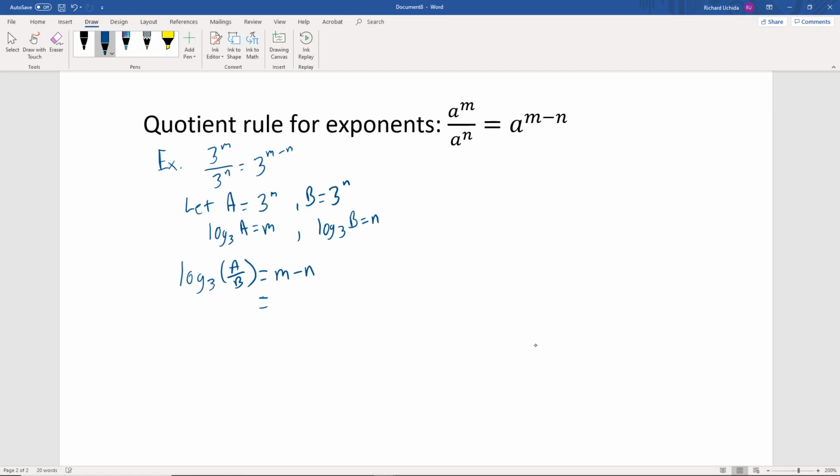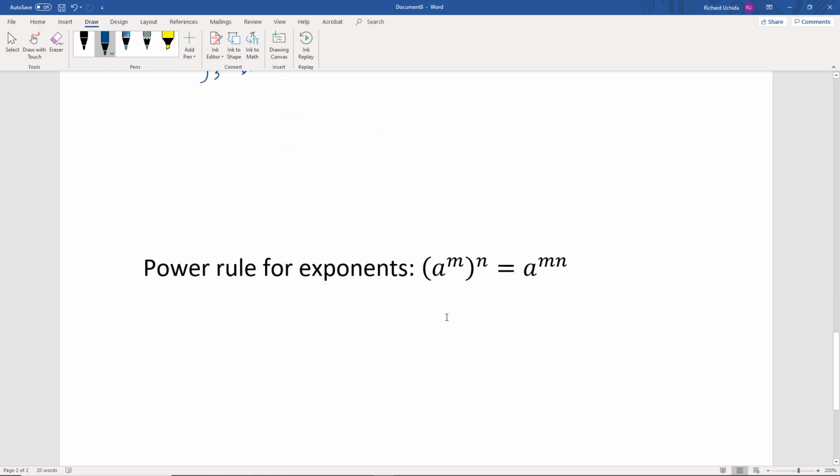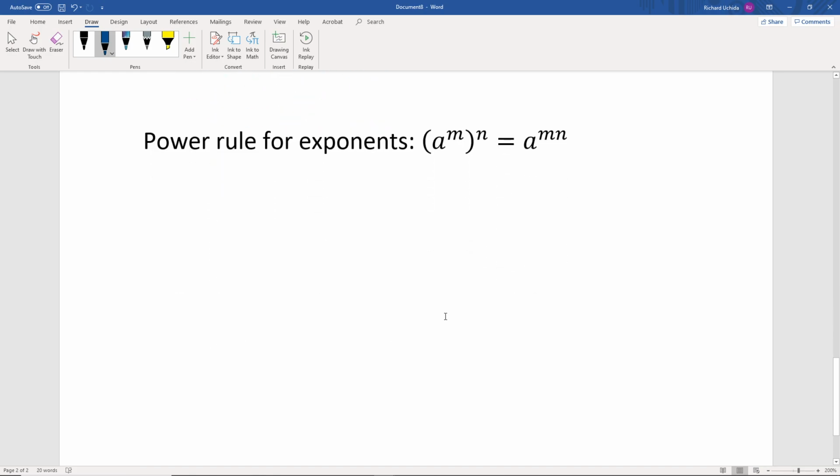So log base 3 of a over b is equal to m minus n, which, as we were just saying, is equal to log base 3 of a minus log base 3 of b. So this is saying that the log of the quotient is equal to the difference of the logs. And again, that's showing how it relates to the quotient rule for exponents. And again, the base of that logarithm could have been anything, or any positive number.